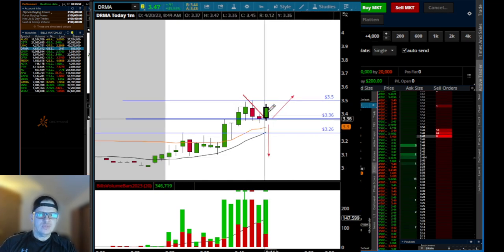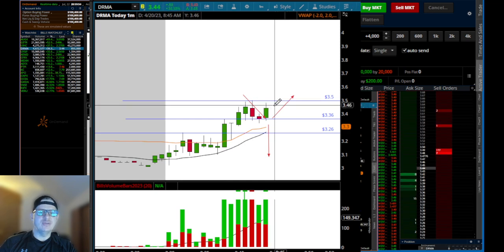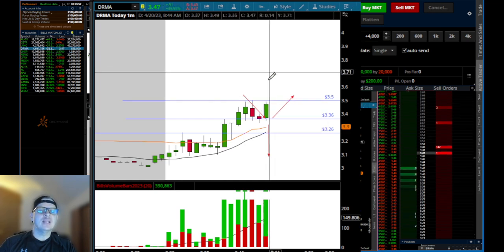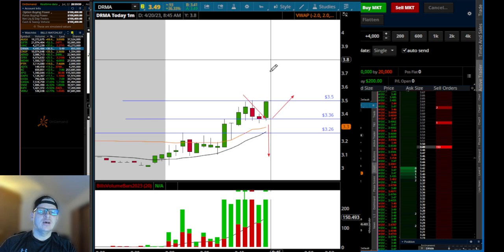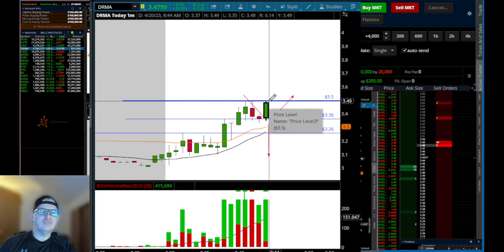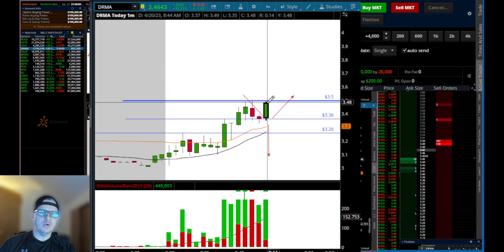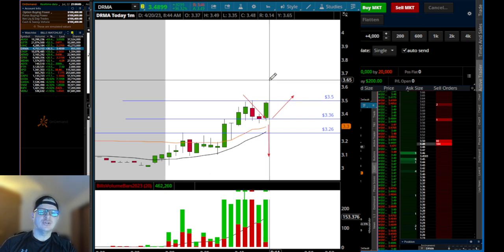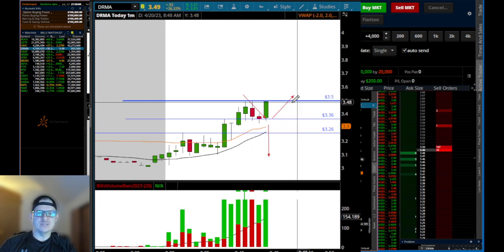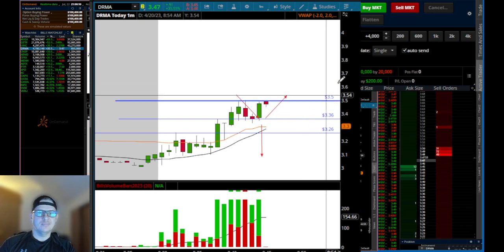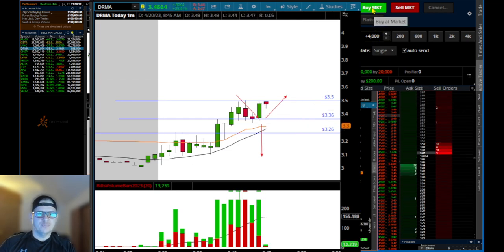Okay, so let's see if it breaks over 350. If it breaks over 350 and then retraces from there, then we'll buy back in at the 350 level or a quick dip in price for a continuation above this resistance level of 350. Okay, so let's see what it's going to do here.